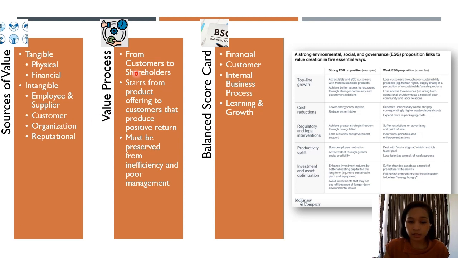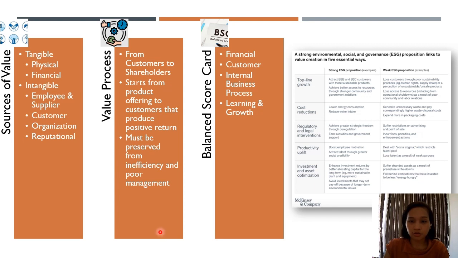It is from the customer to the shareholders, starting from the product offerings to customers that produce positive return, and it must be preserved from inefficiency and poor management. And to manage it, we have to take the balanced scorecard into consideration, which consists of financial, customer, internal business process, learning, and growth.